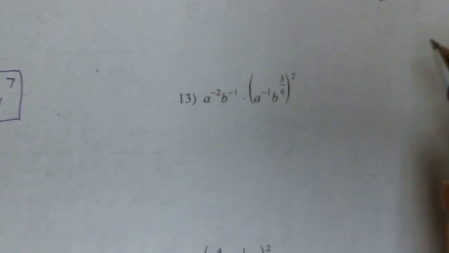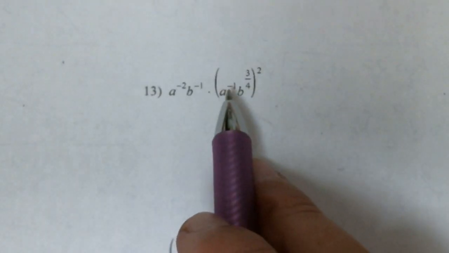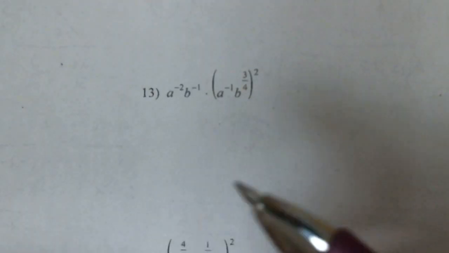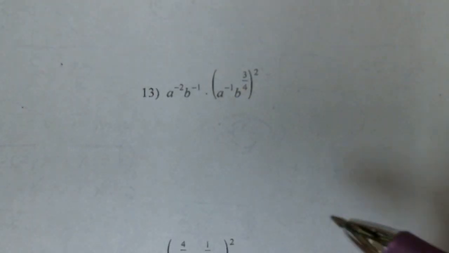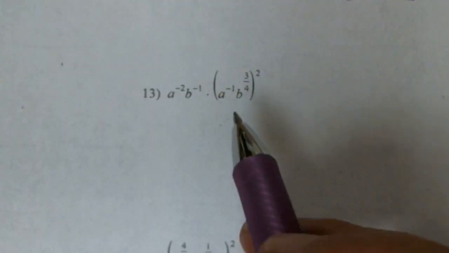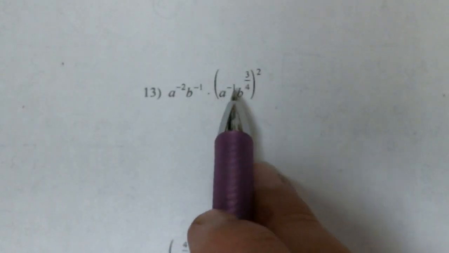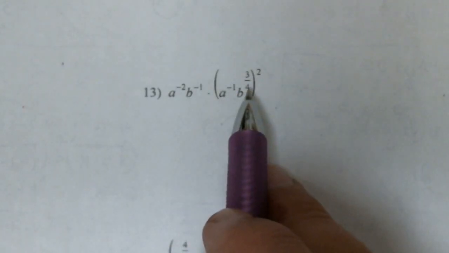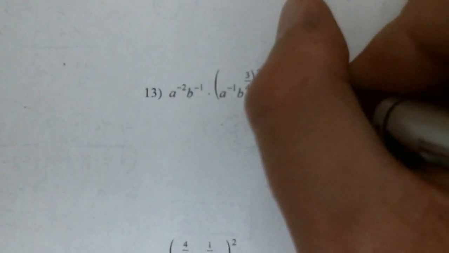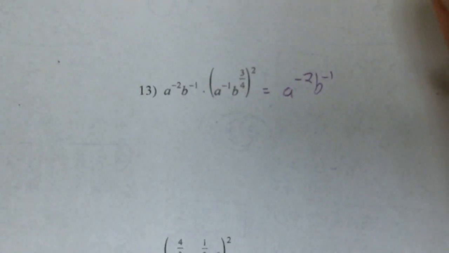Okay, number 13, got several different things going on here. I always want to see if I can do the product rule first. Can I simplify? You always want to simplify first, kind of work your way from inside out. But there's nothing else I can do on the outside. I've got an A and a B, so I'm stuck. Inside I'm stuck too, I can't simplify inside. So here I would go ahead and use the power rule and multiply those together. So I have a to the -2, b to the -1. Let's just leave that for a second.